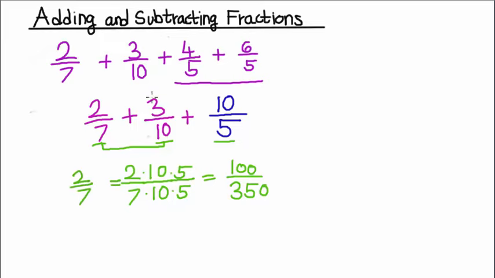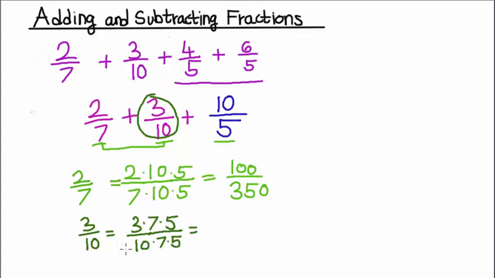Let's move on and do the same thing with this fraction over here. I would need to multiply this fraction by both of the denominators of these fractions. So I would need to multiply the top and the bottom of this fraction by the number 7 as well as the number 5. And when I do that, I get 3 times 7 times 5, which is the same thing as saying 105. And since it's a common denominator, the bottom stays the same. It stays 350.